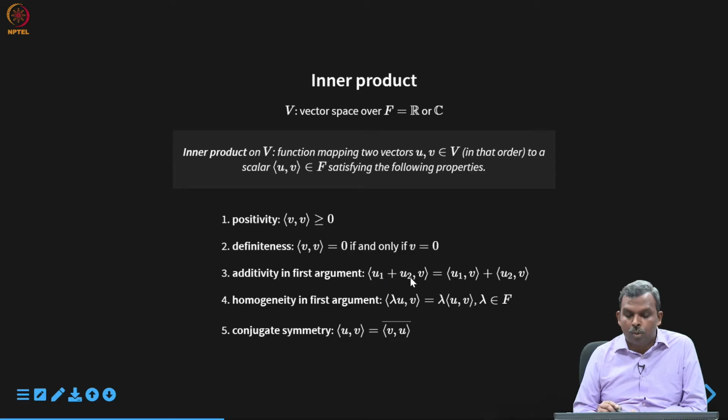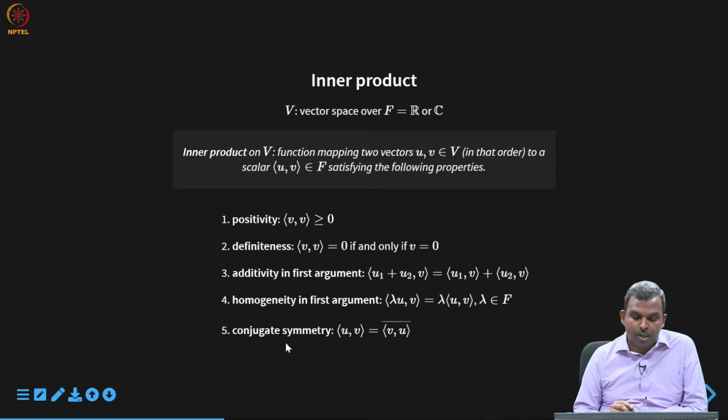If you do an inner product with V, you should get u1 comma V plus u2 comma V. It should be homogeneous in the first argument again. If you put lambda u comma V, you scale u and then take an inner product with V, you should get the same thing as lambda coming out: lambda times u comma V. So this is homogeneity in the first argument, and you should have conjugate symmetry.